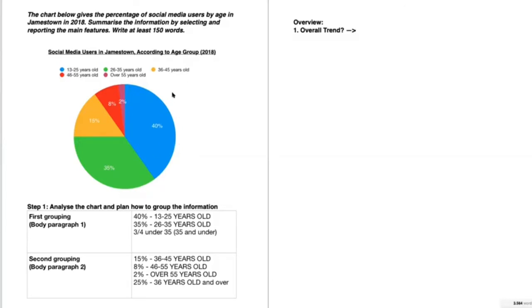We already know that we've got 75% and 25%, and we have our various segments, but what does it all mean? You have to start your essay with this overall trend. So basically what you see here is the older a person is, the less likely they are to use social media. Because if you see 75%, 3/4 of our users are under 35, so 35 and under, and 25% are 36 and older. So quite simply, you want to say that the older a person is, the less likely they are to use social media.